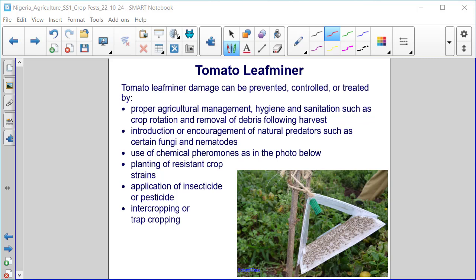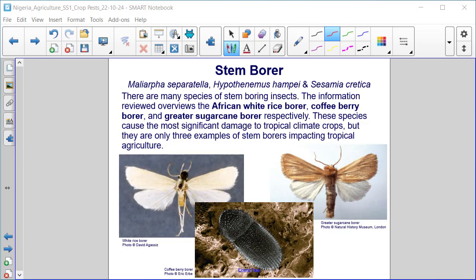Application of insecticide or pesticide. Intercropping or trap cropping. Stem borer: Meliarpha separatella, Hypothenemus hampii, and Sesamia cretica.